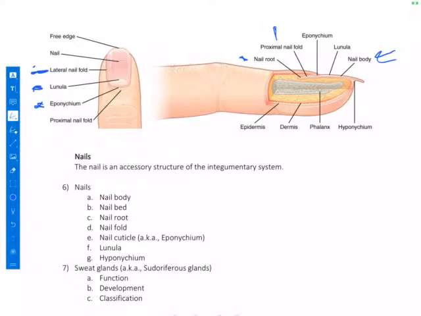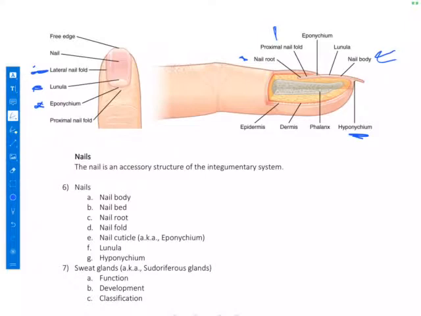And then the hyponychium, you can see in the picture on the right. It's the part that collects dirt if you claw the ground. It's the area beneath the free end of the nail. It's the most distal part that contains a thickened layer of stratum corneum.